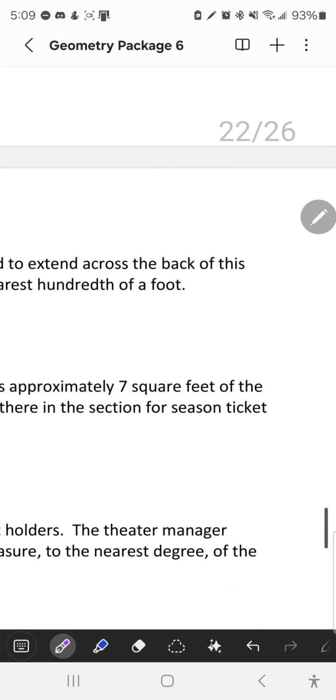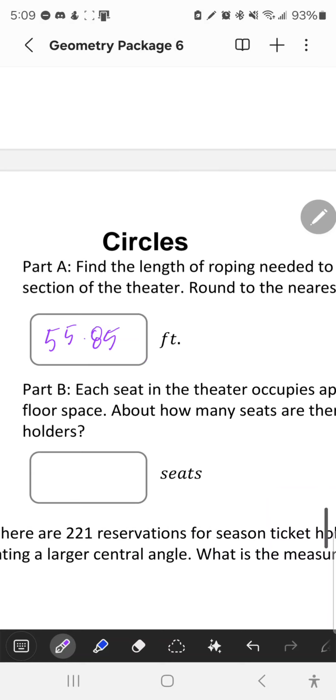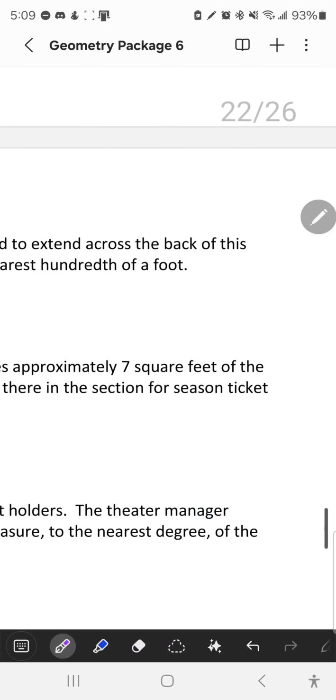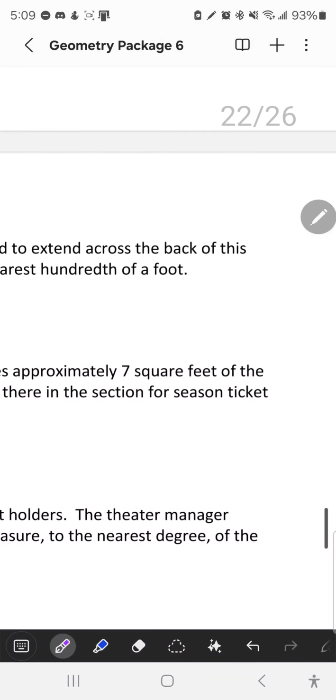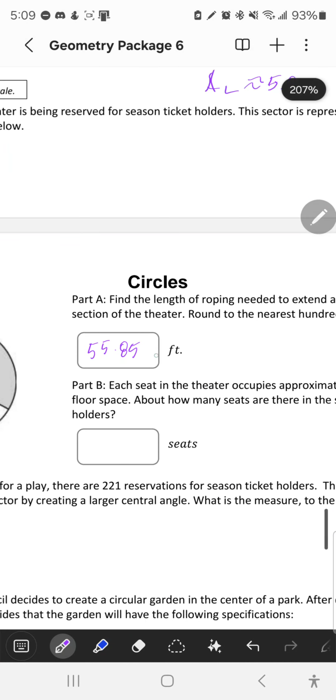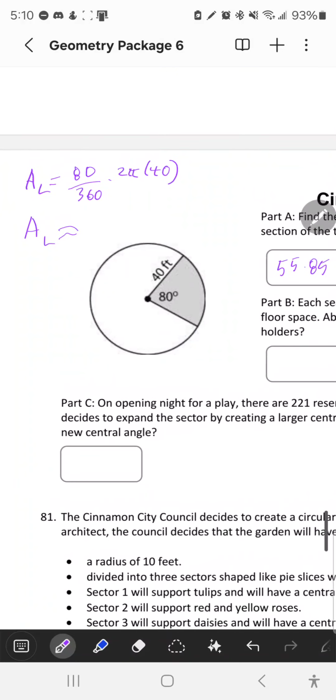And then each seat in the tier occupies approximately 7 square feet of the floor space. How many seats are there in the section for season ticket holders? So we have, okay, this is the length. Now they're asking about the area. They say that each seat occupies 7 square feet. Square feet is area. So we need to calculate the area.